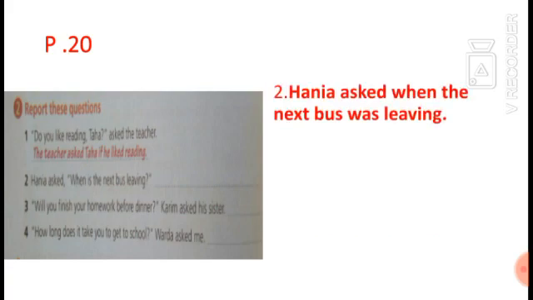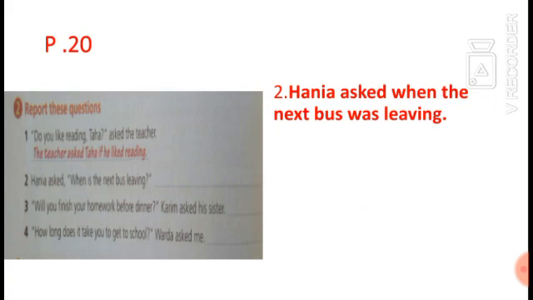Now answer this question. Report these questions. Number 1: "Do you like reading, Taha?" asked the teacher. The teacher asked Taha if, because it's a yes or no question, then plus the subject, if he, and then the verb, liked reading. So the teacher asked Taha if he liked reading. Number 2: Hania asked, "When is the next bus leaving?" Hania asked when the next bus was leaving.